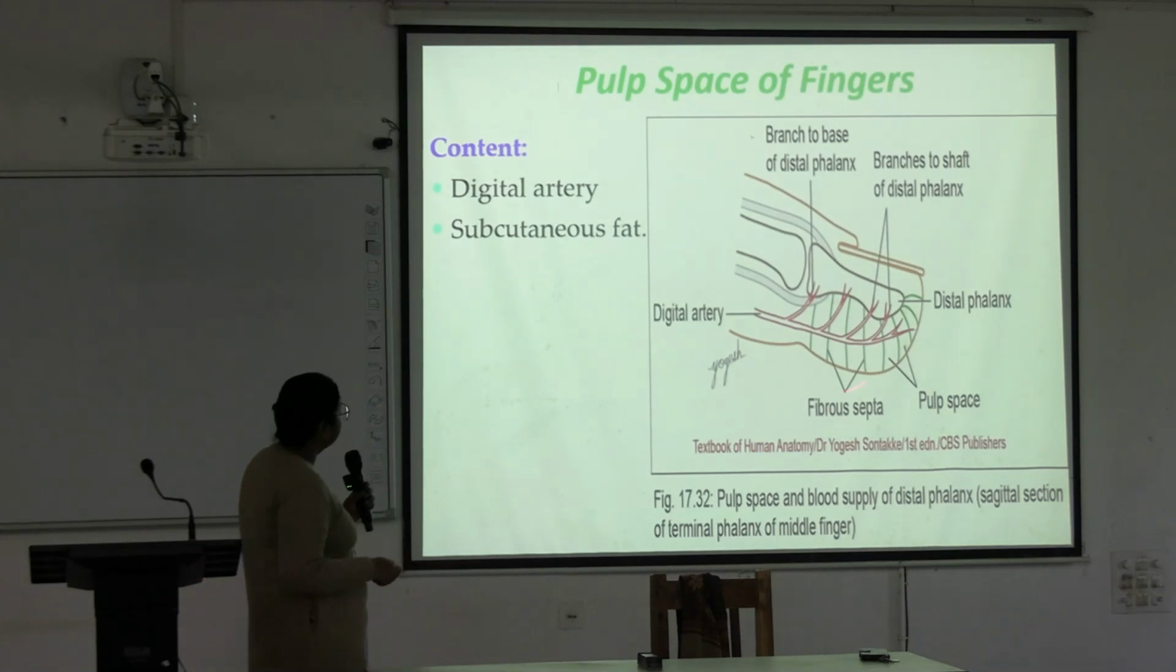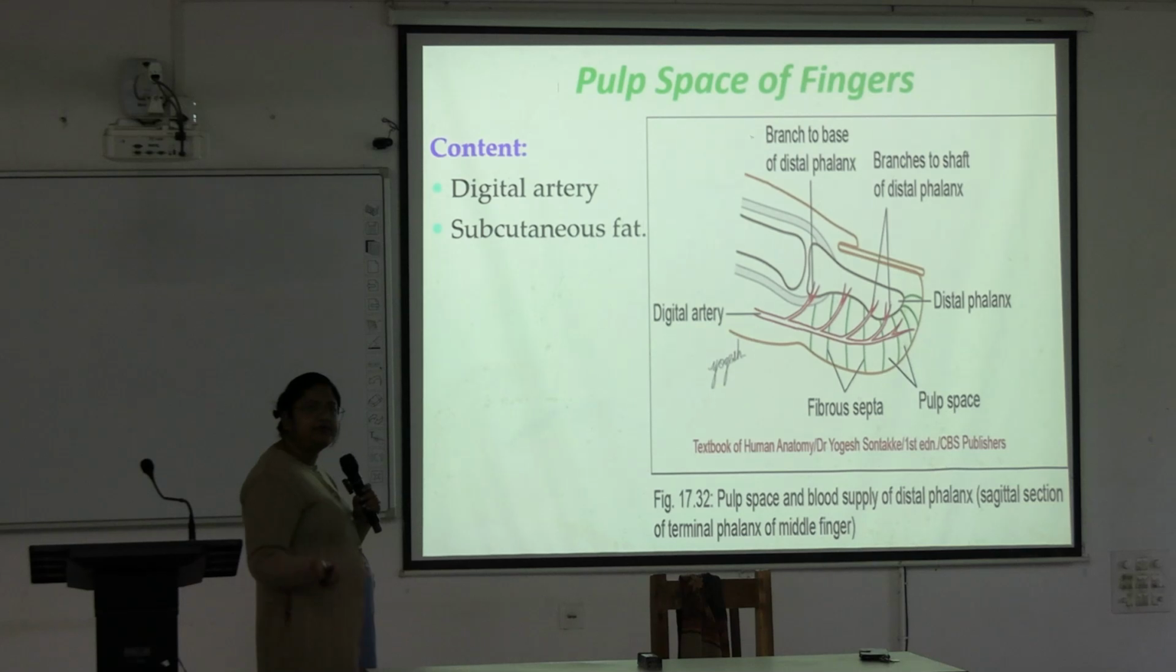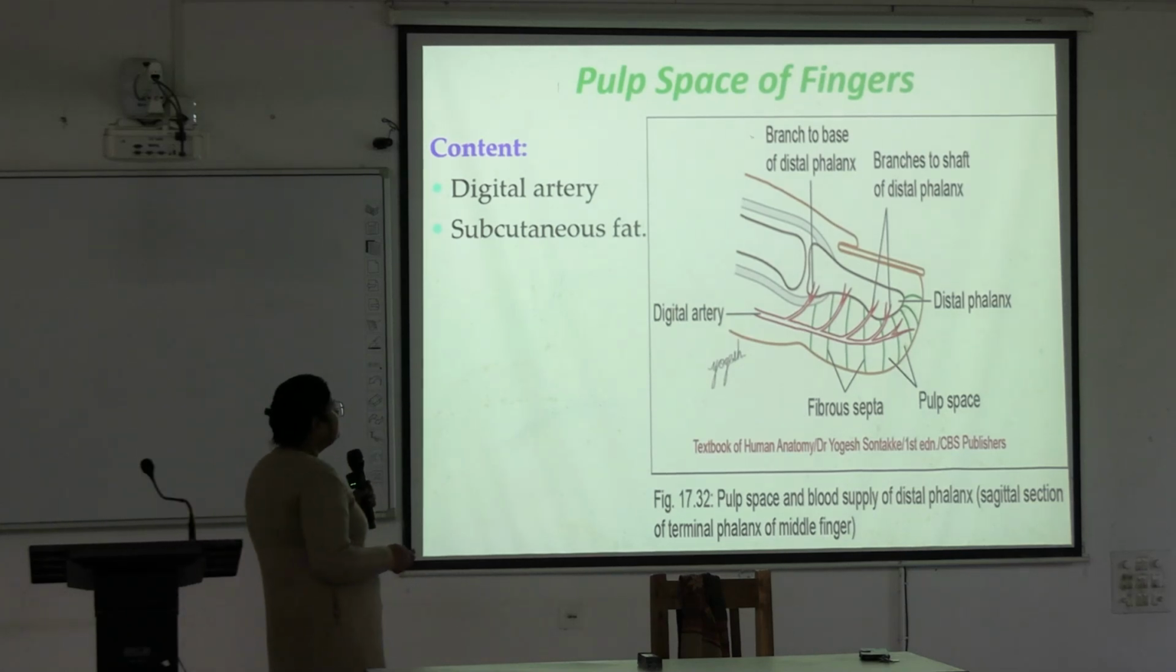What are the contents? You can see this is the skin and superficial fascia, outer boundary. In the deeper aspect lies this distal phalanx, and these two are connected by fibrous septa. Fibrous septa dividing the space into multiple loculi, and these are the contents. These loculi contain fat, and this is the digital artery. Okay, also lie the digital nerves. So the content is digital artery and subcutaneous fat. Okay. You practice a schematic diagram like this. Okay.